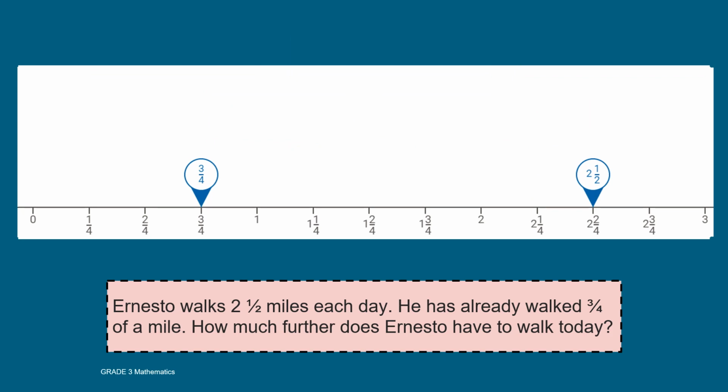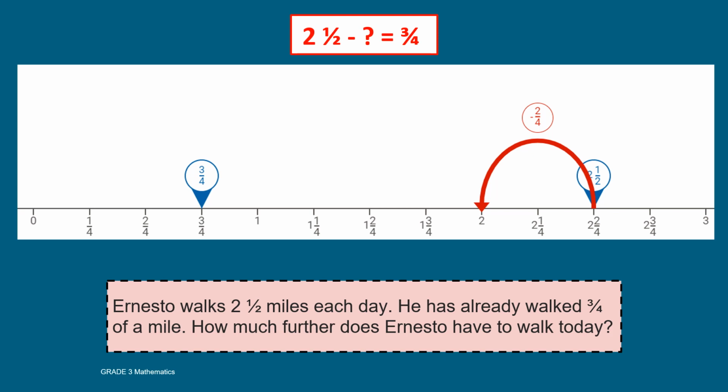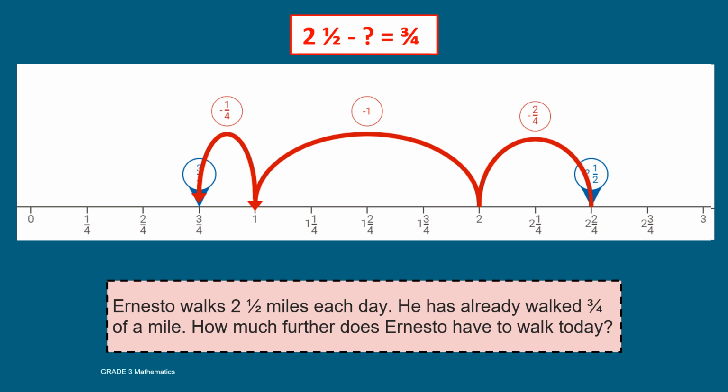Another way we could figure this out using the number line is to count back from 2 1/2 to 3/4, like this. And the equation that matches that is 2 1/2 minus what equals 3/4. What would you do to figure this out? How would you figure it out in the fewest amount of hops? One way you might think about doing this is to hop back to a friendly number like 2. When I hop back from 2 1/2 to 2, that is a hop of 2/4, or 1/2. Next, I know that I can hop back 1 whole from 2 to 1, like this. Then we can see that we have just 1 hop left, 1/4, to get back to 3/4, like this.